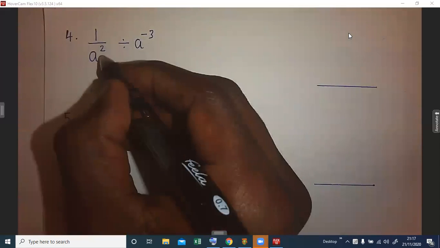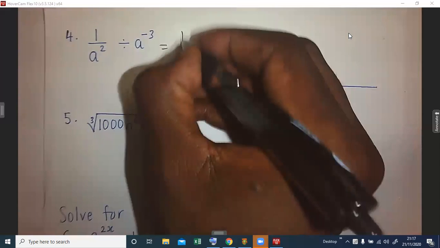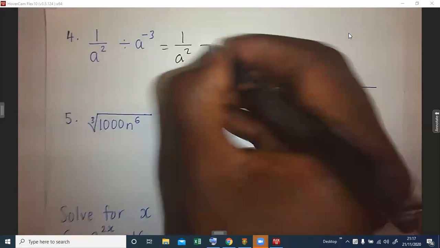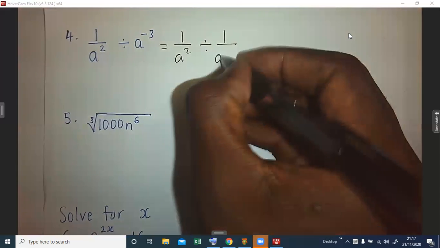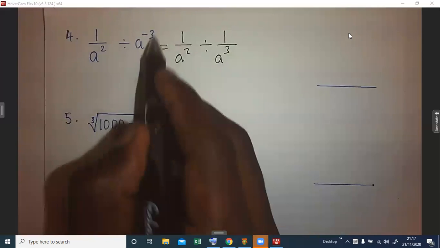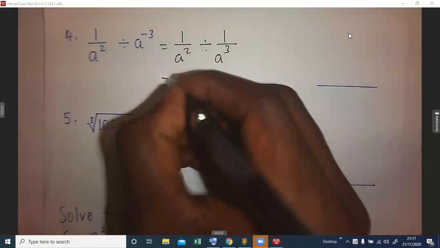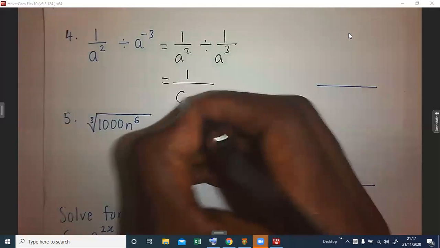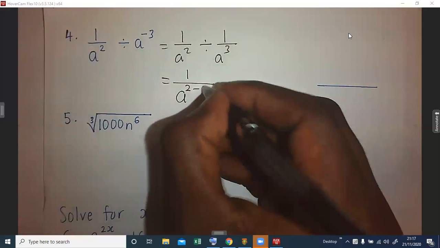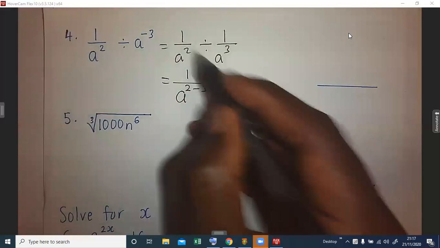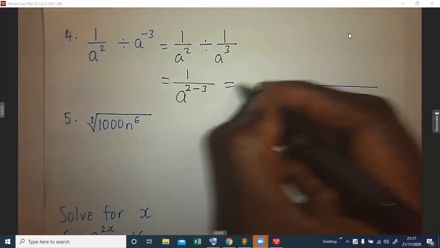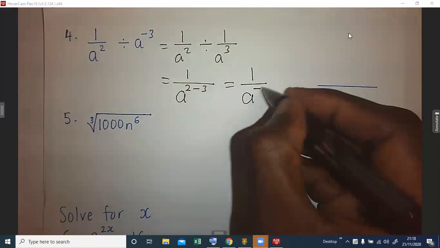If this is down, I can bring this one down there as well. When it was up, it was power -3. But now I took it down to the denominator, the power has changed to positive. Then finally, I have to subtract the powers because the question is dividing. And when I subtract the powers, I get -1.